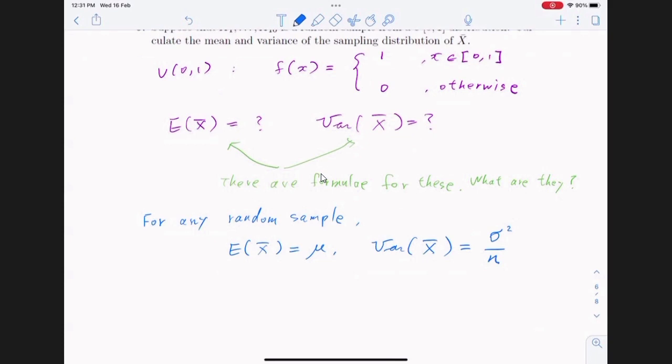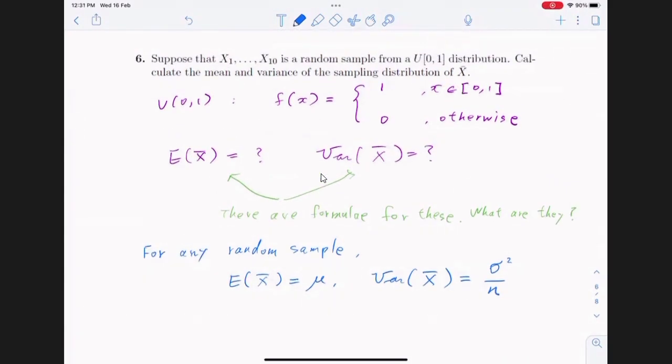This is a statistical property for random samples. It holds for any random sample. As long as you have a random sample, this must hold. So in this question, we are asked to find the expectation of x bar and the variance of x bar. According to this statistical property, what we need is to find the population mean and the population variance. And we are already given the population, which is uniform from 0 to 1. So what we need to do is, based on the probability density function of uniform from 0 to 1, find the mean and variance of the population.